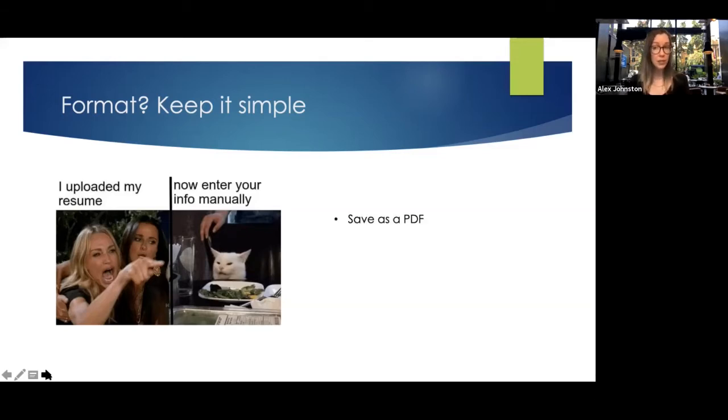And finally, just some tips for when you do upload a resume. You do want it to be in a PDF format so that preserves the formatting that you worked hard on. And so the person on the other end is guaranteed to see it in the state in which you sent it.